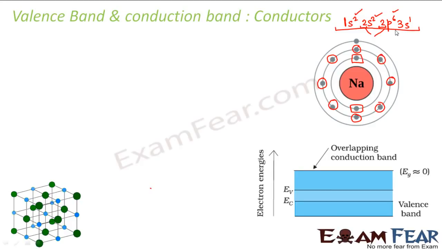What about the third shell? In the third shell, I have just 1 electron, and this is my valence electron. So if you look at the sodium atom, it has only 1 valence electron in the outermost shell. So a very small amount of energy is required for this electron to become a free electron, right?